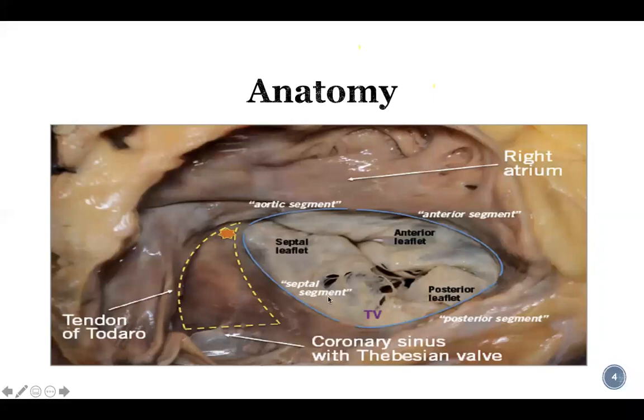Imagine this here is 6 o'clock. So 7 to 9, this area needs to be avoided when we are doing replacement. In replacement, we put our suture on the leaflet, not on the annulus. Many times, by the way, when you do a tissue valve, we do not resect the tricuspid valve leaflets.